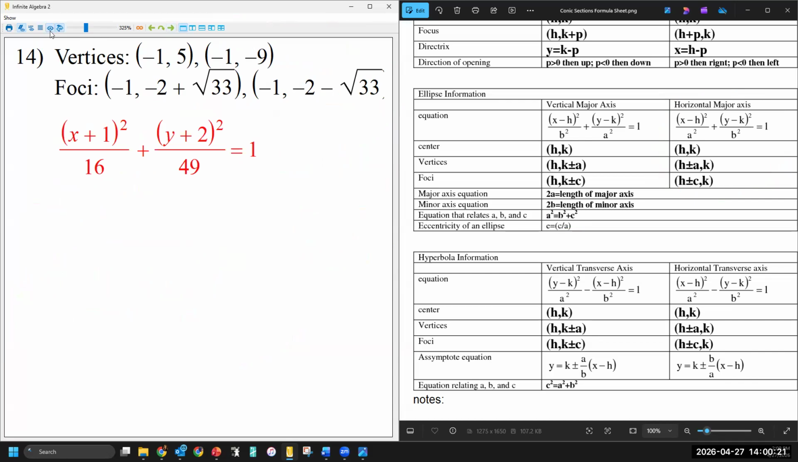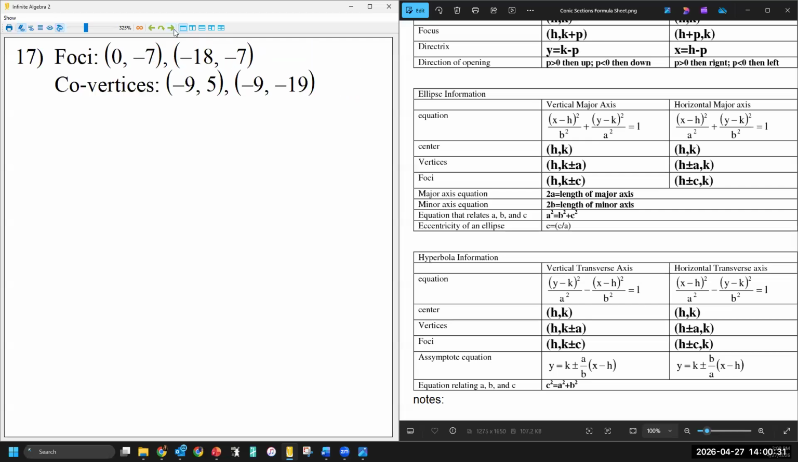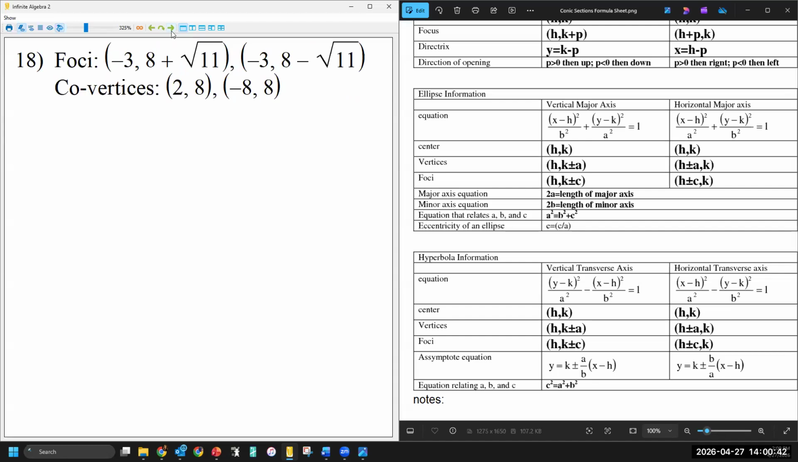All right, there's your answer for number 14. Notice the bigger number, the 49, the bigger denominator, is under the y, so this one was vertical. Okay, so we're going to skip ahead to number 17. Let's go to only number 18, just because this one's not horizontal, this one's vertical. So we're doing a lot of horizontals.